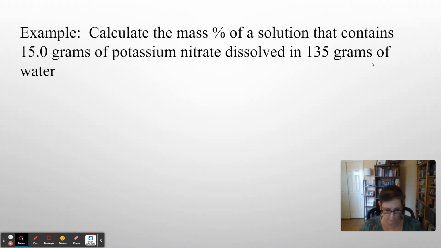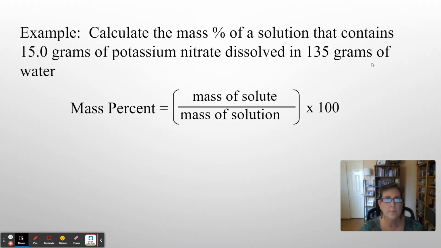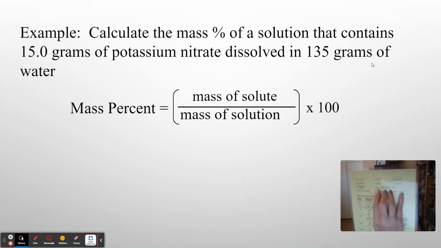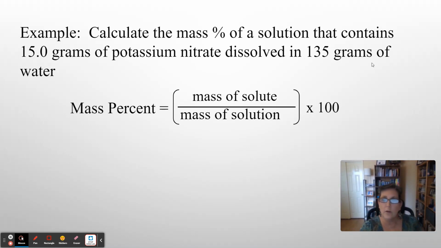We want mass percent. Mass percent is mass of solute over mass of solution times 100. Notice this is actually on your reference table, so you can go look at the back of your periodic table and see this formula. So let's look at these 15.0 grams of potassium nitrate and 135 grams of water. Which of those is the solute? It's the one there's less of, right? So that would be the 15.0.